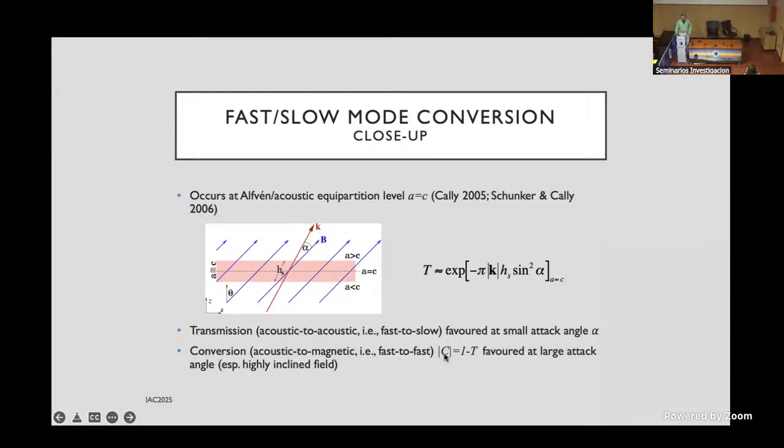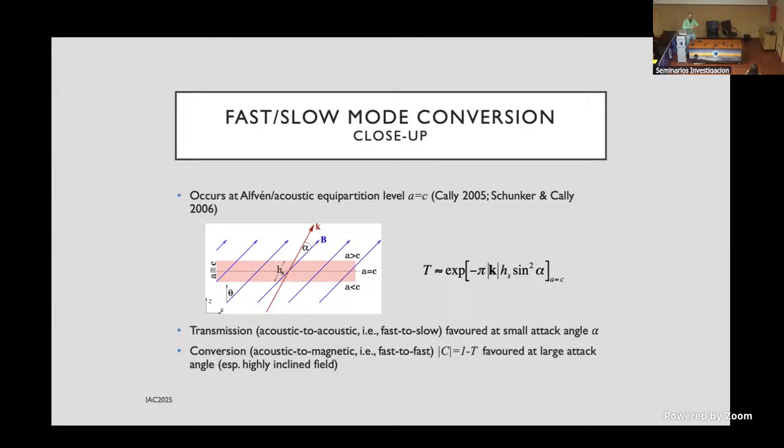And the conversion coefficient is 1 minus the transmission coefficient. So this is a number between 0 and 1. That gives you how much of the wave is transmitted, how much of it is converted. And by converted, I mean converted from an acoustic wave to a magnetic wave. So if the sun's surface is basically sending acoustic waves upwards, they can go upwards and then they meet this level where the sound and Alfvén speeds are equal, and they can transfer energy into a magnetic wave.